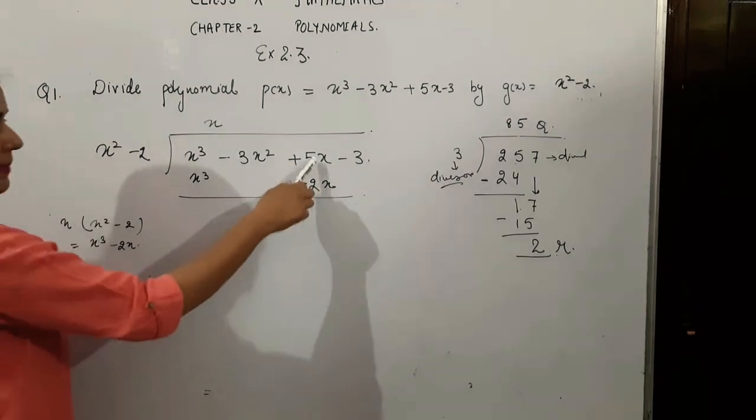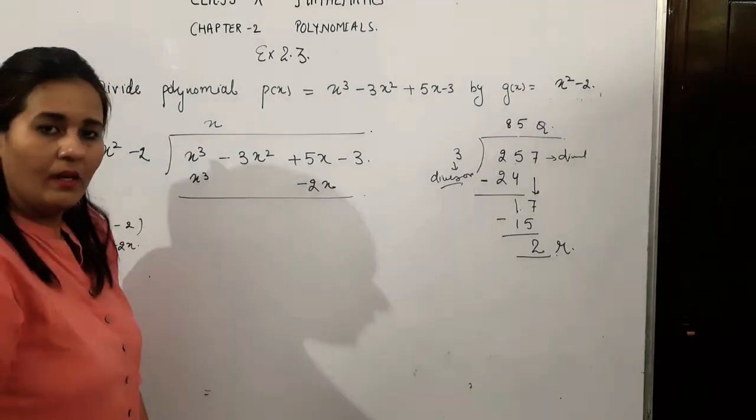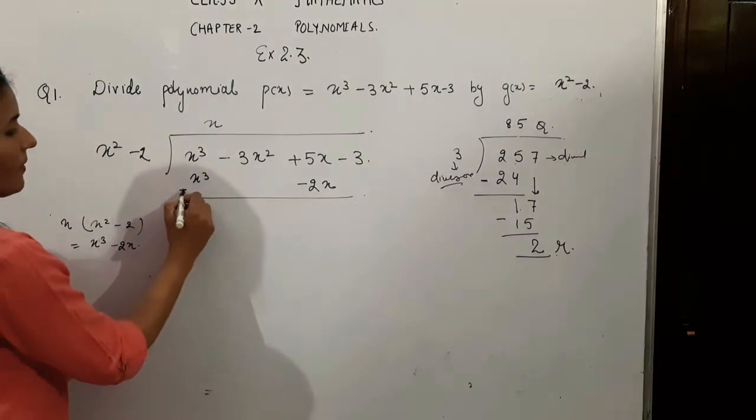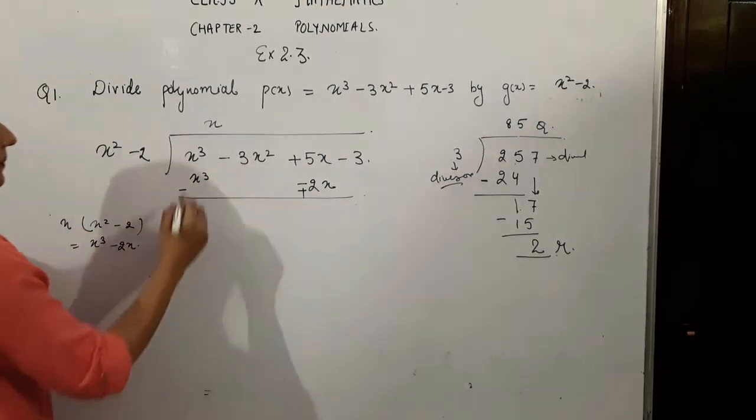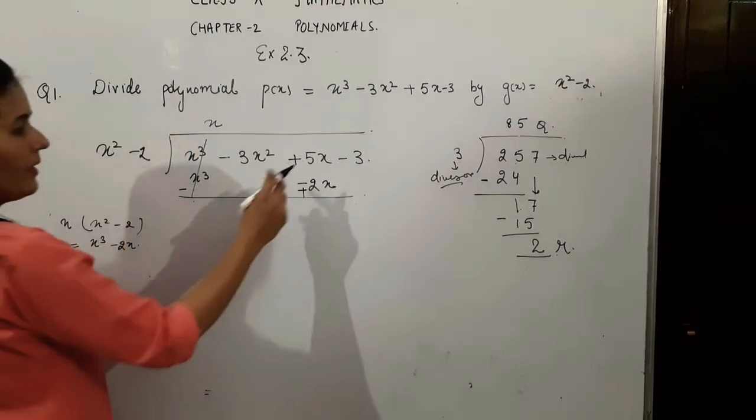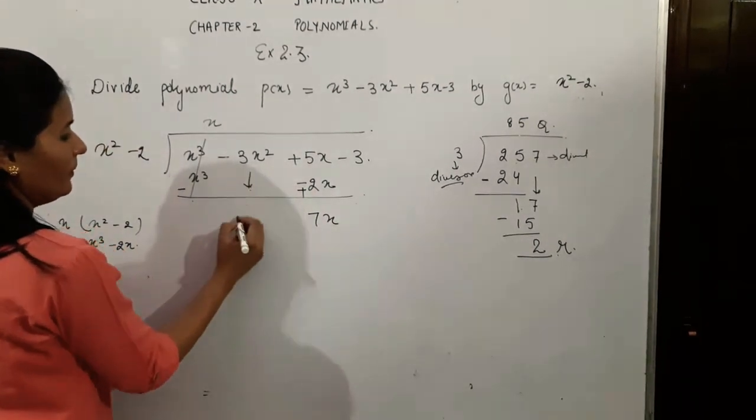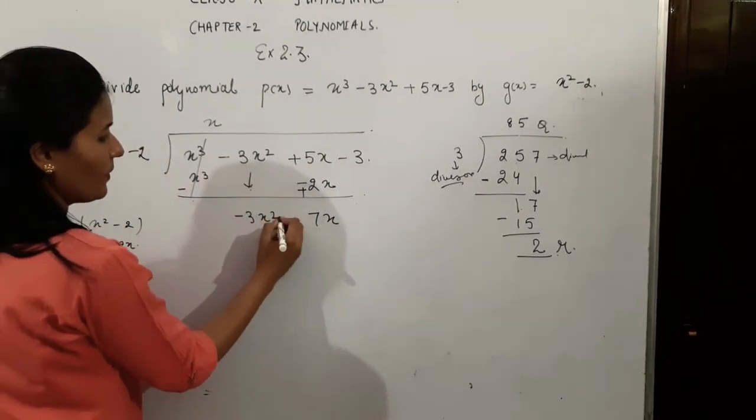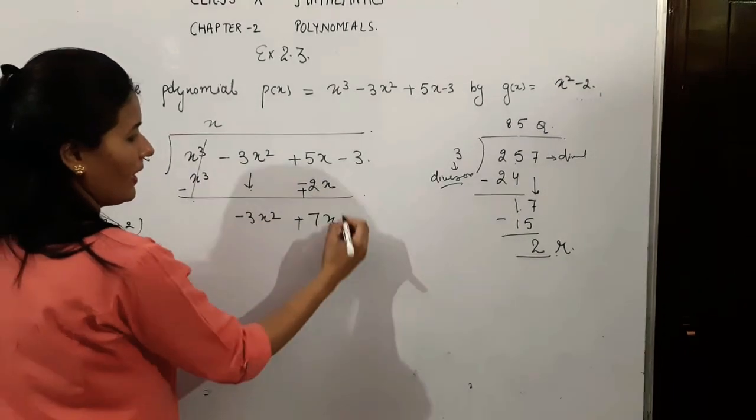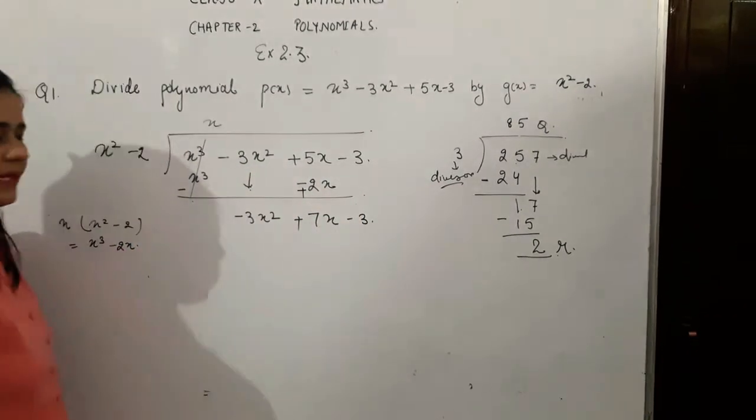Minus 2x will be here below the 5x. This will change the sign. This term is cancelled out. Here we are getting 7x. Bring this down, minus 3x square. This will be plus 7 and here we have minus 3.